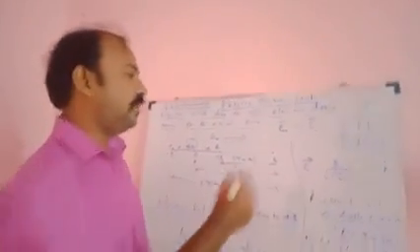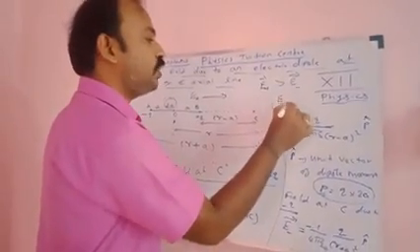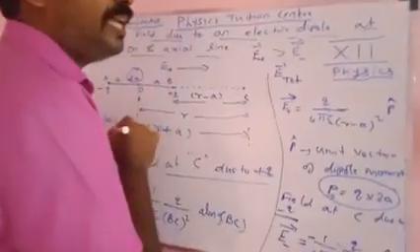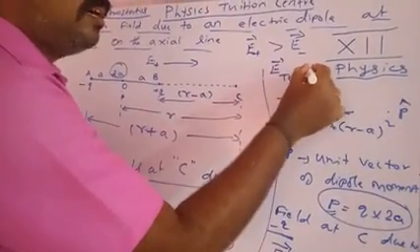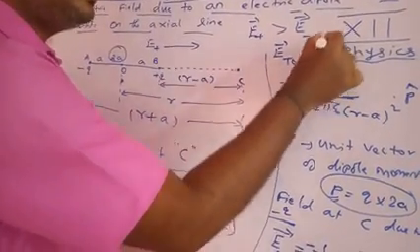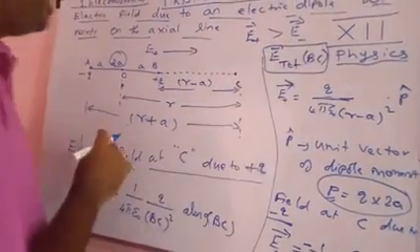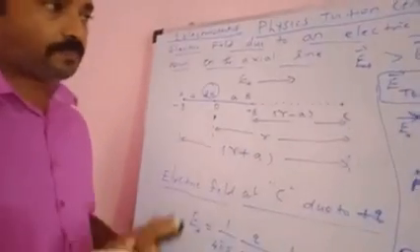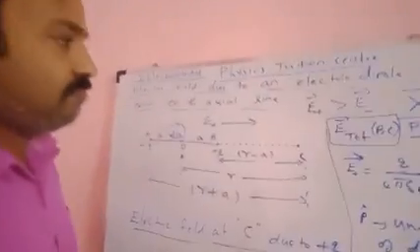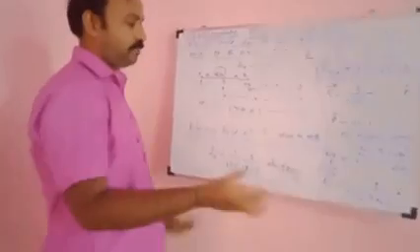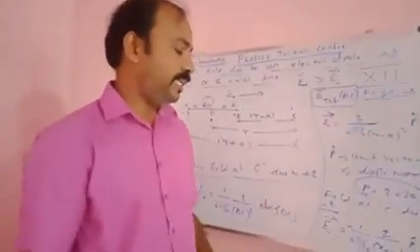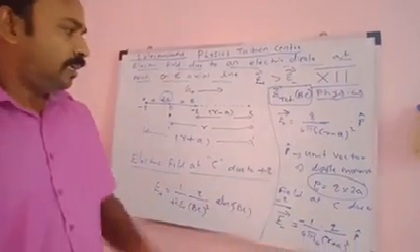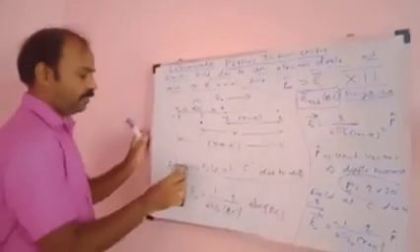So the net electric field is in the direction of E plus. The total electric field E total is along BC, and E plus is also in the direction of BC. So this is the conclusion. Note down this expression. Now we move to the next step.